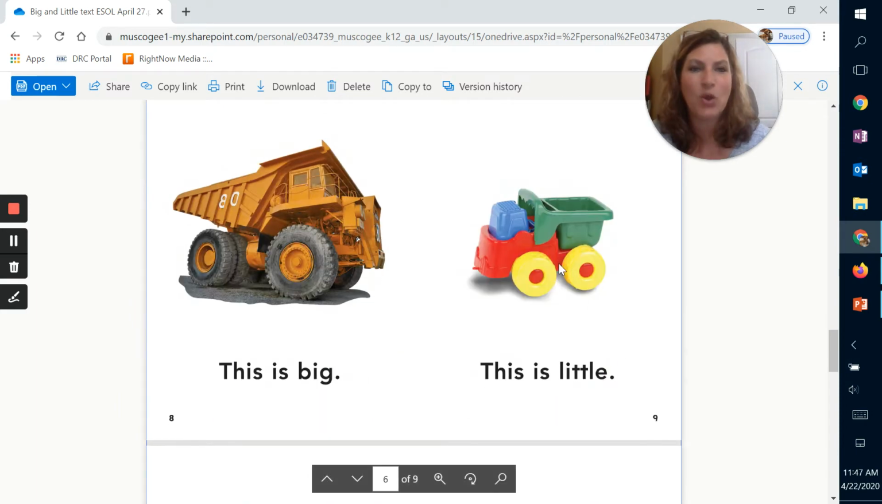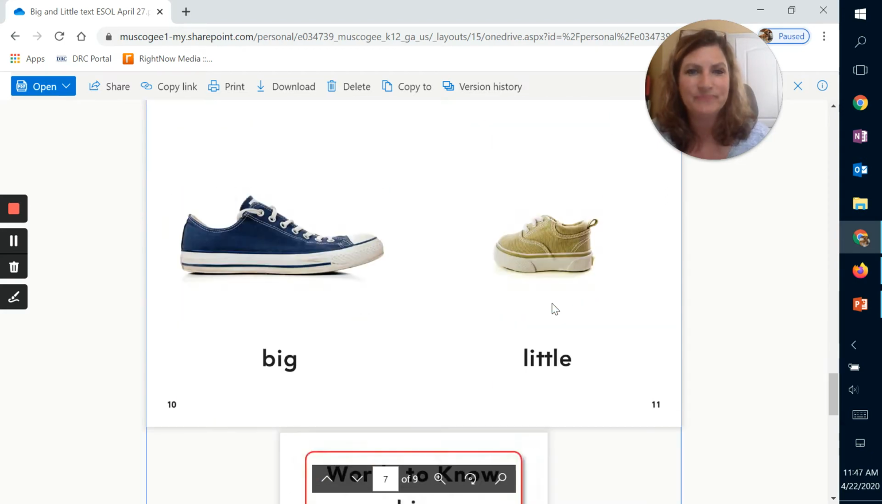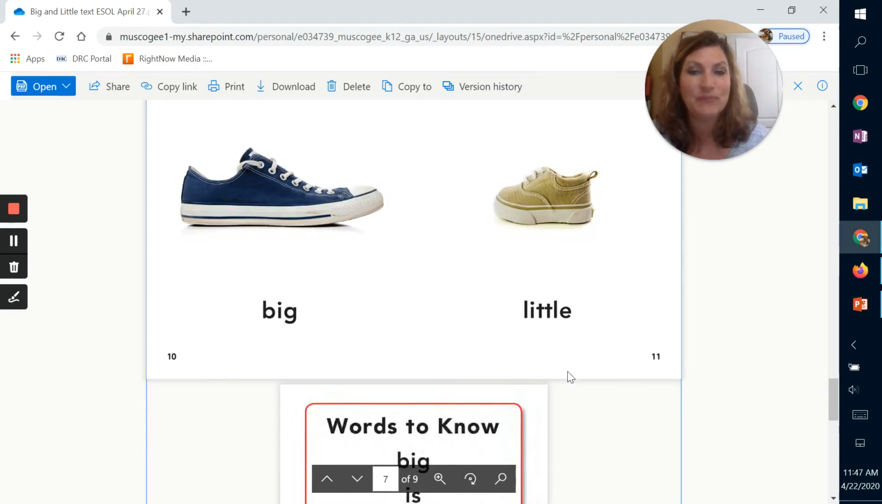You guys might be at home playing with some of your toys. This is big. This is little. And these are opposites. So our success criteria was to make sure that you can figure out what the opposite of big is, and the opposite of big would be little. Oh, cute little shoes. Opposite of big is little.